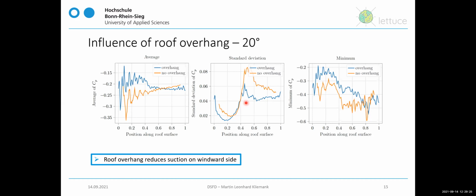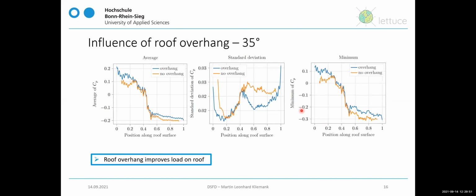And then at 20 degrees pitch, we can see that having a roof overhang on the one hand reduces the suction on the windward side of the roof, and also reduces the fluctuations on the leeward side and the ridge, and also reduces the suction maxima or pressure minima on the leeward side of the roof as well.